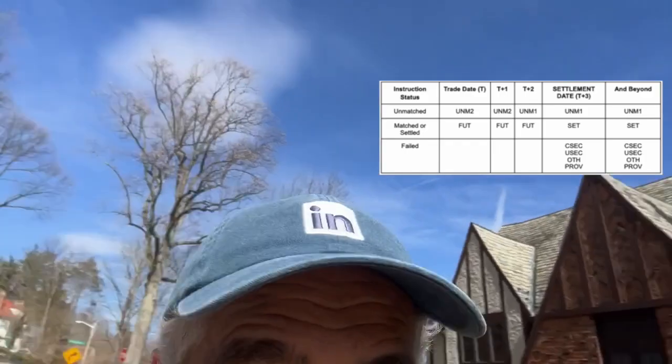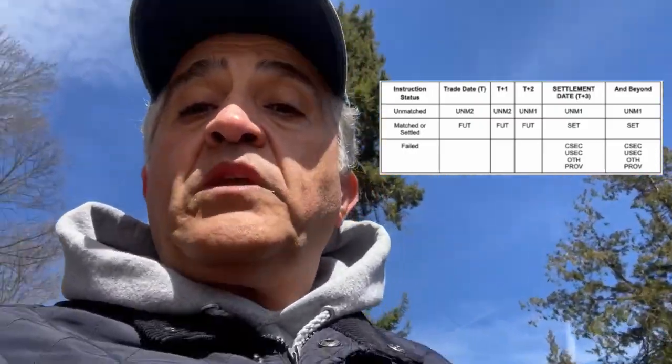Moving left to right in that unmatched row now, if you're following. Wait 2 days after the trade, and it starts getting serious. UNM1, unmatched priority 1. Siren should be going off. Still unmatched by the settlement date. UNM1, unmatched priority 1. Because someone's about to lose some money if it gets to settlement date, and it's still UNM1, right?